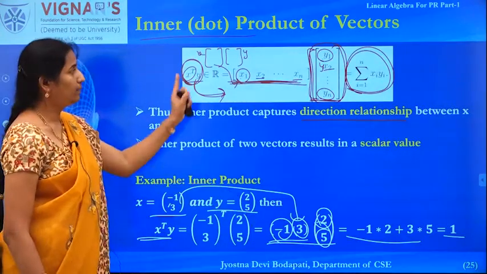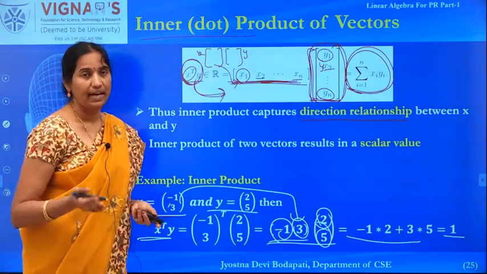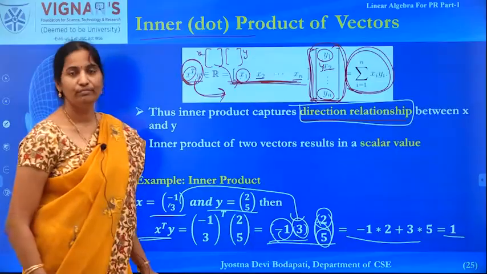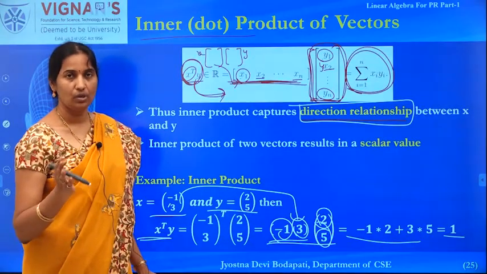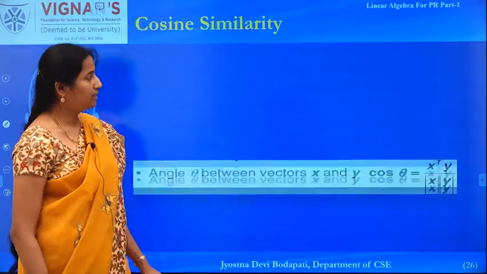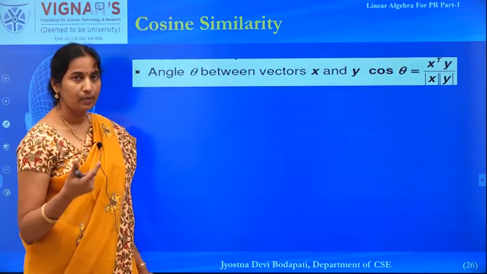So that is how you can apply the inner product of vectors, and the inner product of vectors gives the direction relationship of the vectors x and y. How they are, what is the relationship between these two vectors. So let's see some more details of this inner product.